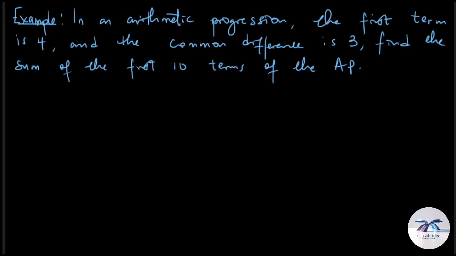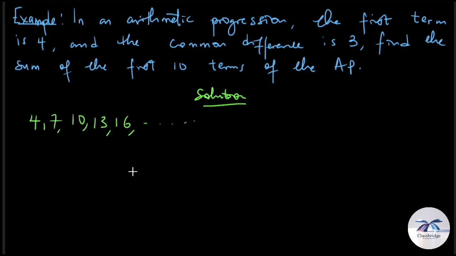All right, this is a beautiful example. It says in an AP, the first term is 4 and the common difference is 3, which means that the sequence is something like this. The first term is 4. Since the common difference is 3, it means we have to add 3 to each term to get the next term to it. So if this is 4, the next term will be 4 plus 3, which is 7. The next to it will be 10. The next to it will be 13, 16, and so on.